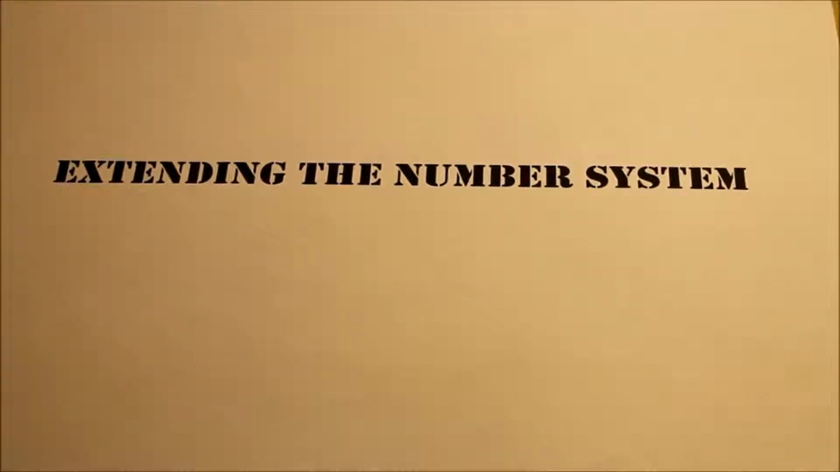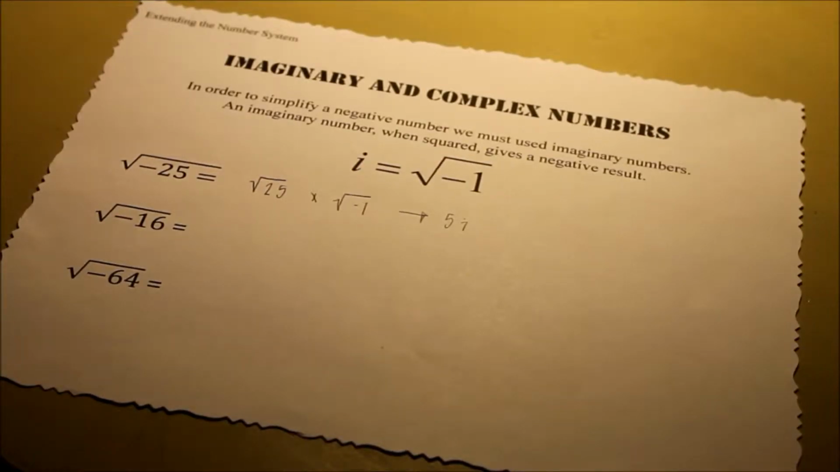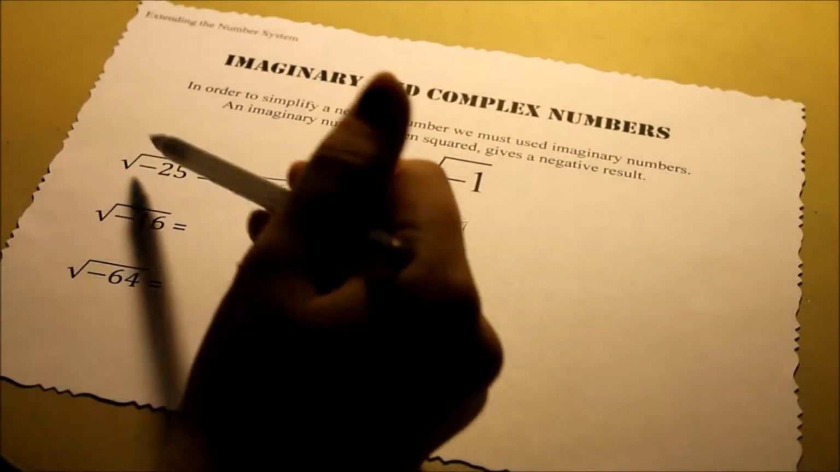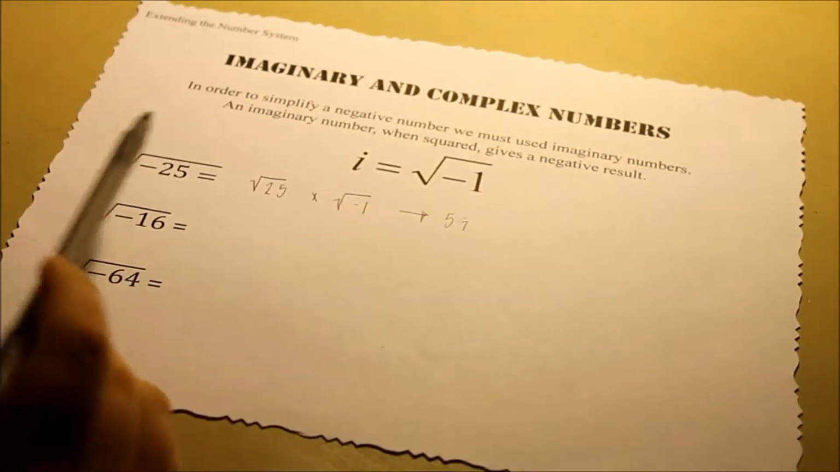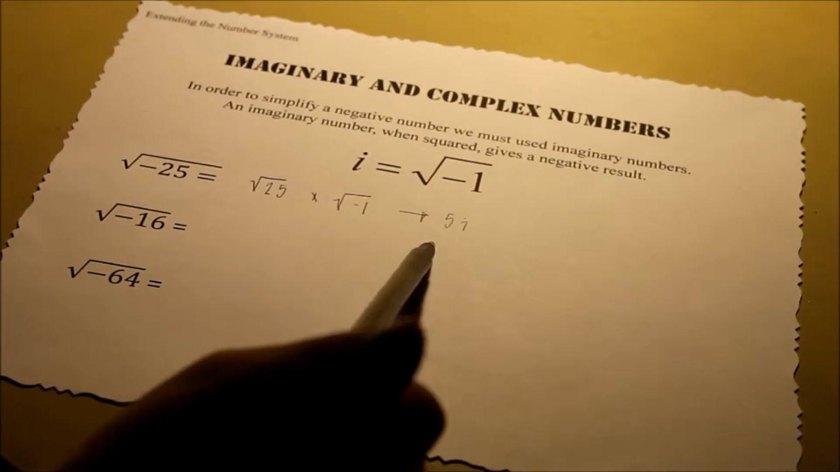Extending the number system. Imaginary complex numbers. In order to simplify a negative number, we must use imaginary numbers. An imaginary number when squared gives a negative result. So for the square root of negative 25, since 25 is negative, we have to use an imaginary number.